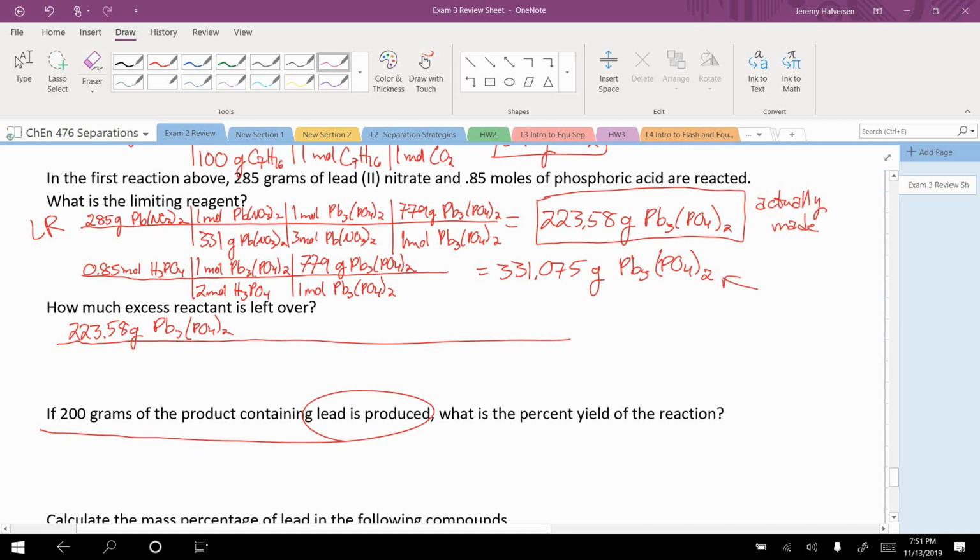This number doesn't even matter. We never made that much stuff. That's just how much we could have made if we had 0.85 moles of phosphoric acid and unlimited of everything else. But we didn't, and so that never happened. So this much is actually made. So if I convert this value of Pb3(PO4)2 back to my phosphoric acid, what will it tell me? How much phosphoric acid was used? Perfect. All right, 779 grams of Pb3(PO4)2 is 1 mole.